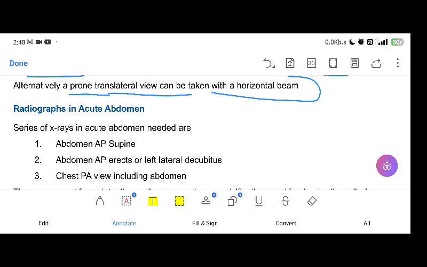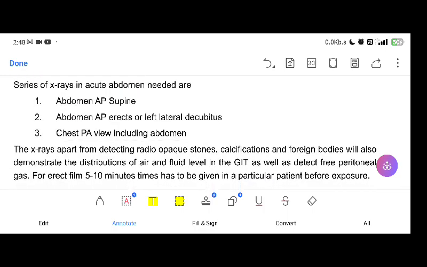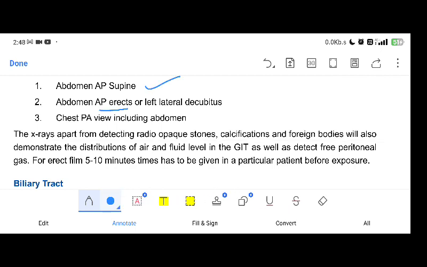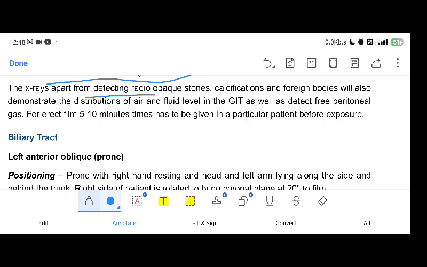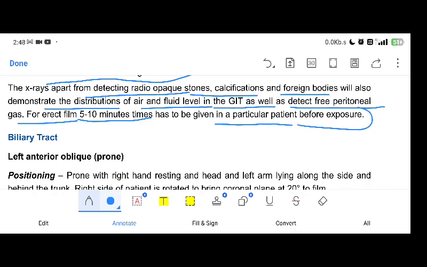Radiographs in acute abdomen: the series of X-rays needed are abdomen supine view, abdomen erect or left lateral decubitus, and chest PA including abdomen. X-rays, apart from detecting radiopaque stones, calcifications and foreign bodies, will also demonstrate the distribution of air and fluid levels in the GIT, as well as detect free peritoneal gas on the erect film. 5 to 10 minutes has to be given to the patient before exposure.